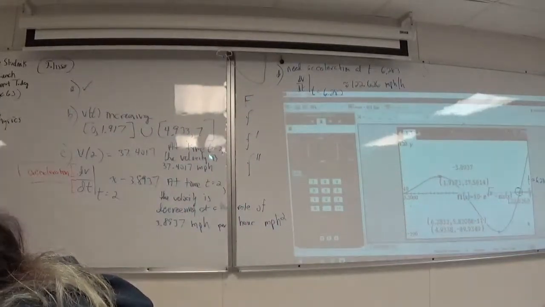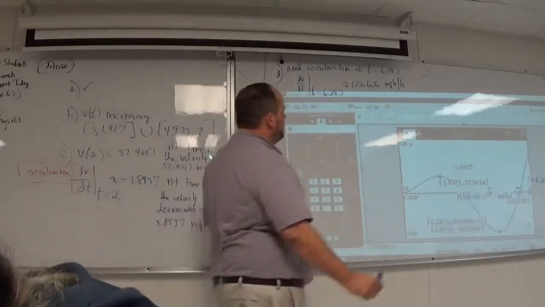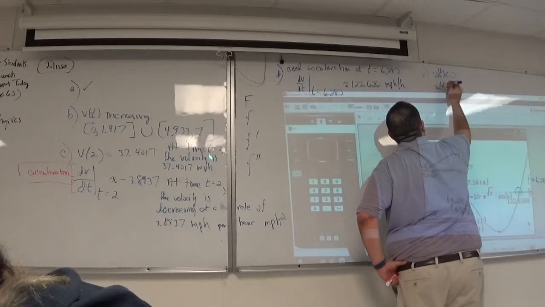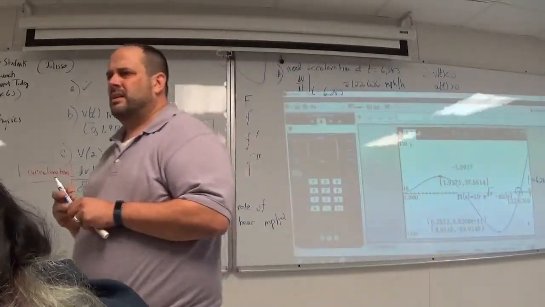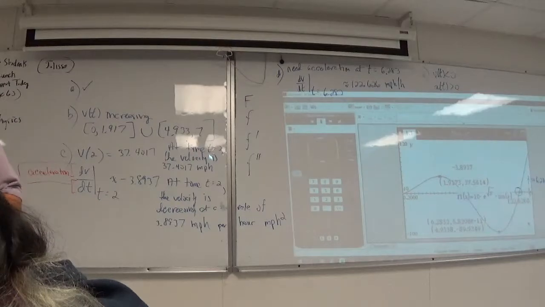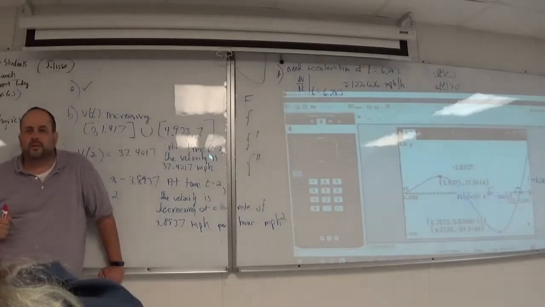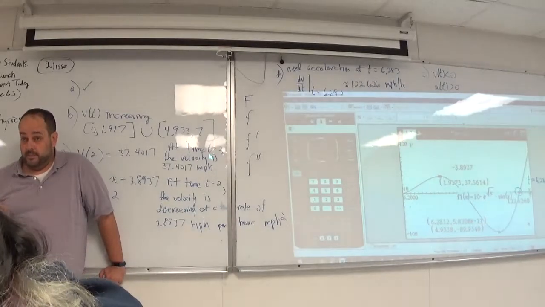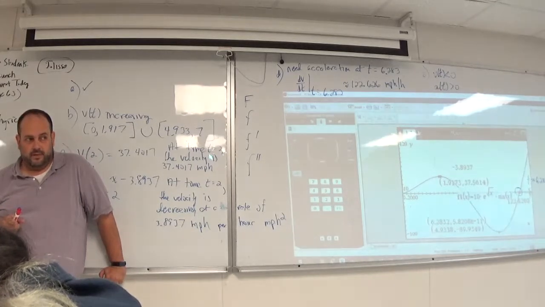So part E: on what graph will the velocity be negative? I need velocity negative and A of t, acceleration, positive. How am I ever going to know from the graph? Karina, you're frozen for a little bit. Velocity negative, I hope that's the easy part. Acceleration positive.